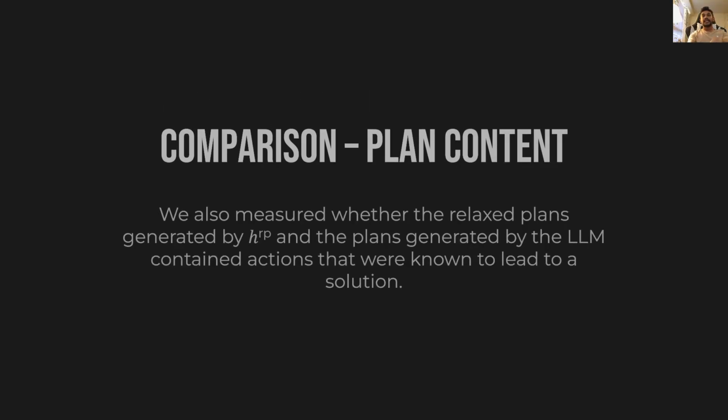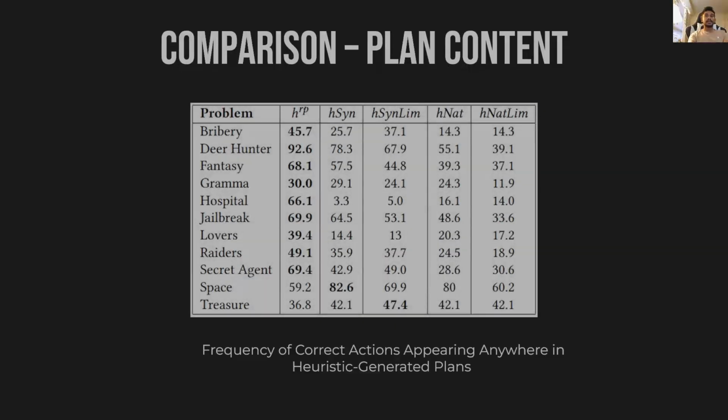When evaluating the relaxed plan heuristic, we can compare both the length of the relaxed plans and the content of those plans to the plan generated by the LLM. So we measured whether the relaxed plans generated by the relaxed plan heuristic and the plans generated by the LLM contained actions that were known to lead to a solution. Here, in treasure and space domains, LLM versions were able to beat the relaxed plan heuristic's predictions. We found that in 2 of these domains, LLMs were doing very poorly.